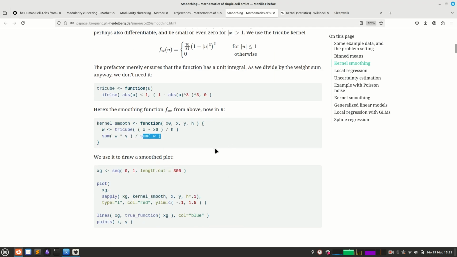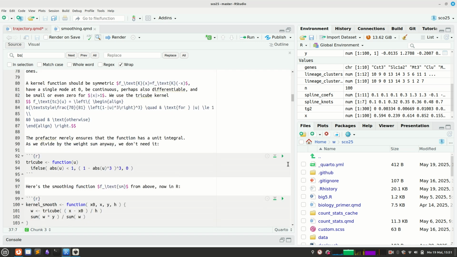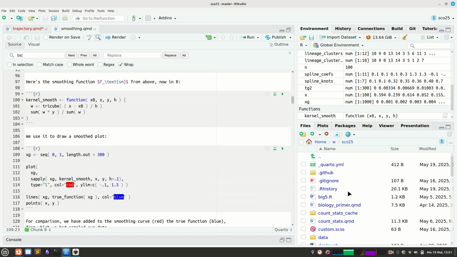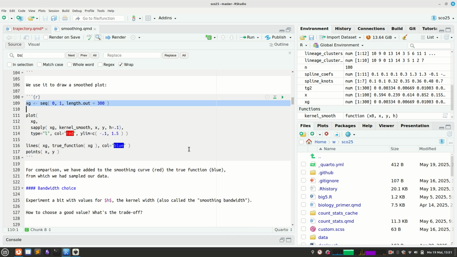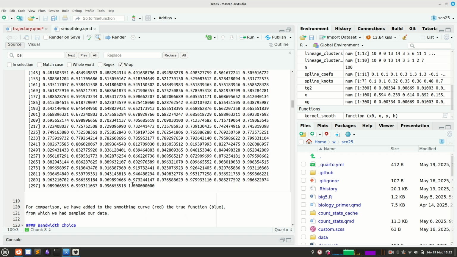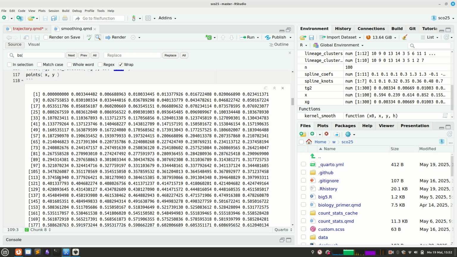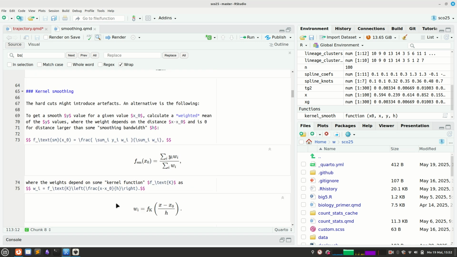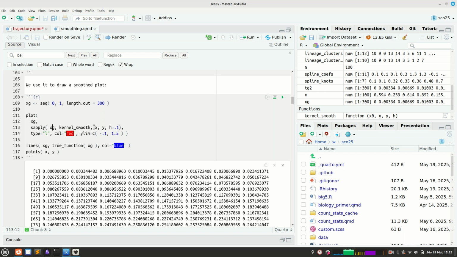And to do this now, in practice, I calculate my tricube kernel, calculate here the smoothing function, and now I calculate here a grid of values. I split up the area from 0 to 1 in 300 steps, so that I have now 300 numbers that equally divide up the unit interval. And for each of these values, I call the smoothing function. So each of these 300 values I insert here for x naught to get a corresponding y value. And that's what I do here.